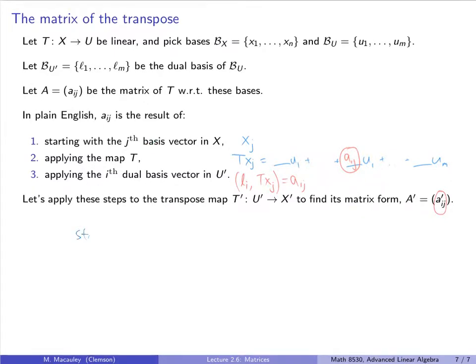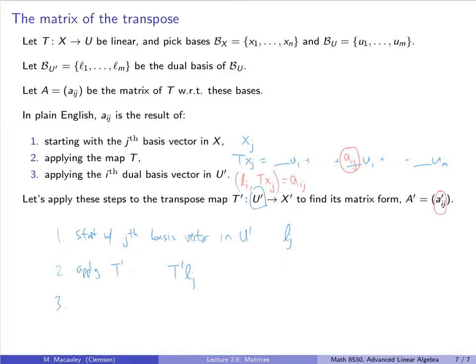So we will start with the jth basis vector in the domain, so let's write this down. That's in U prime, so we are starting with Lj. Next we are applying the linear map, in this case, the transpose. So apply the linear map T prime, so we get T prime Lj.